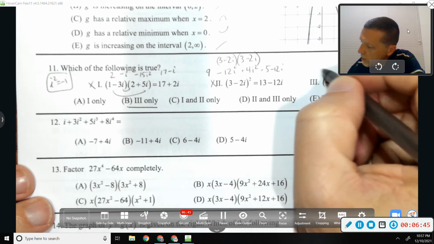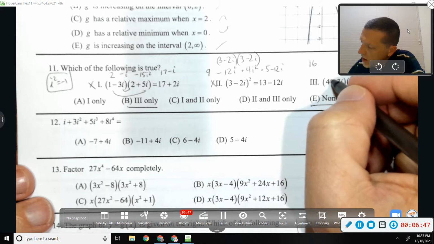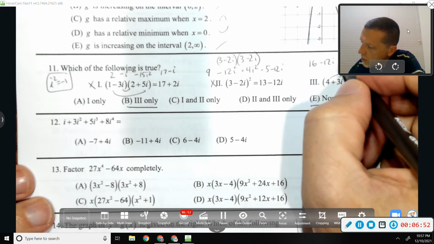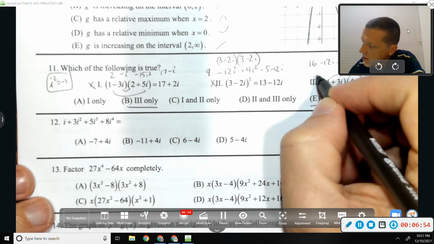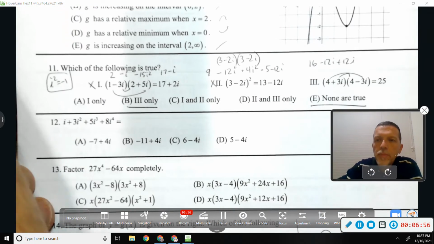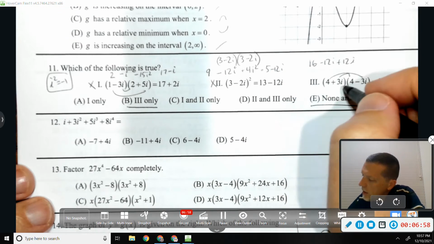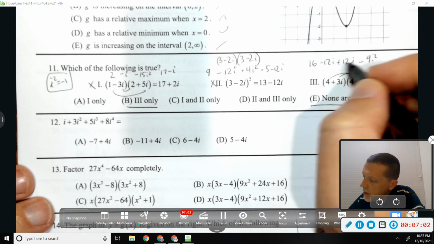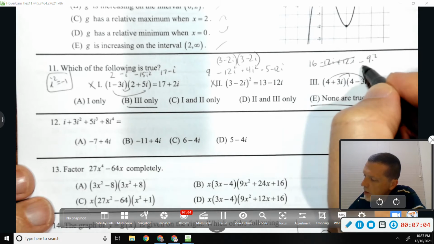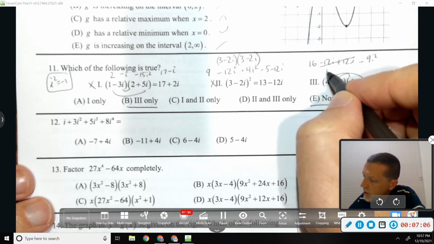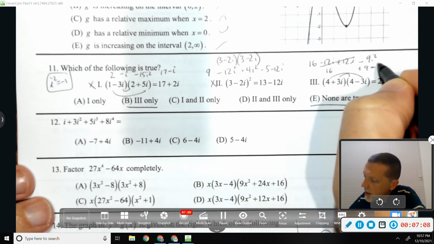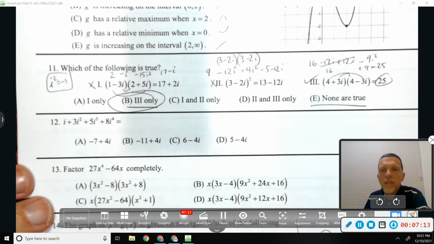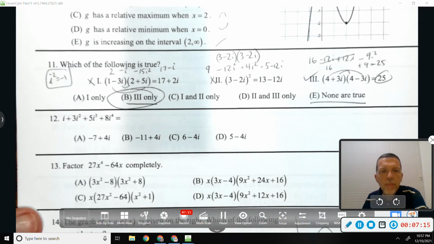Another FOIL problem. 4 times 4 is 16. Outside is minus 12i, inside is plus 12i, so the i stuff goes away. 3i times negative 3i would be negative 9i squared. But i squared is -1, so this becomes 16 plus 9, which is 25. So number 3 is right. Roman numeral 3 is right.